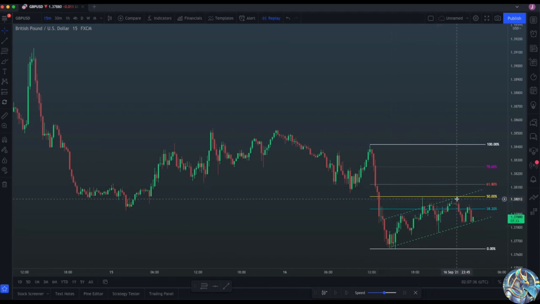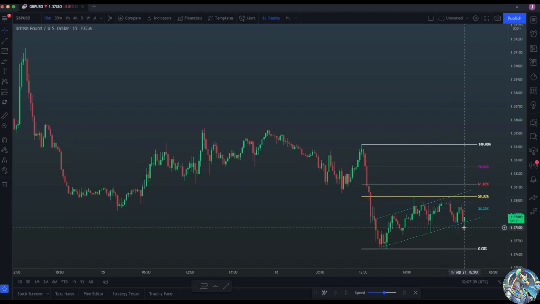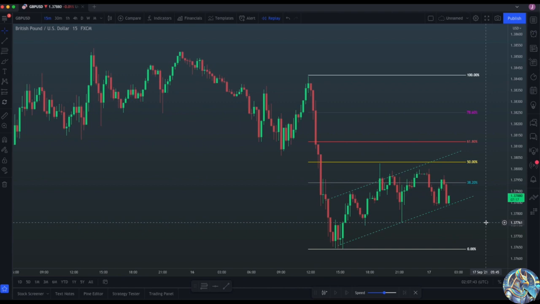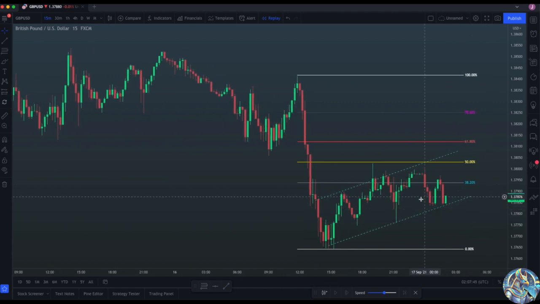Once we observe that the price has broken through this bear flag, we could consider this as a confirmation that this downward move can continue. Again, 38.2% did not hold, and then the price began to move downwards.